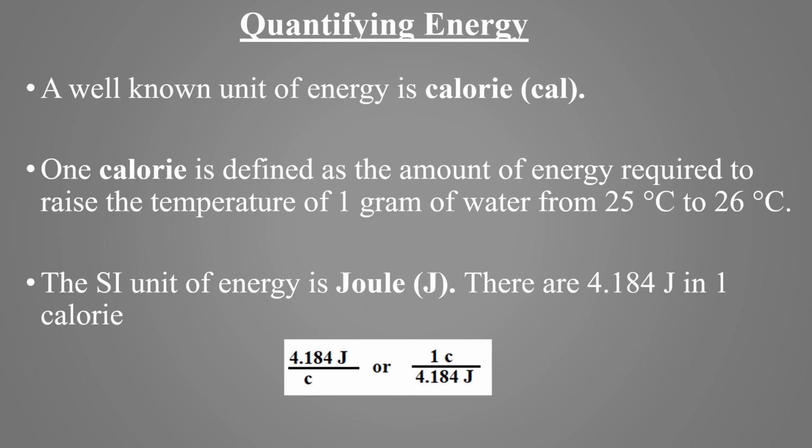We write this unit with lowercase c. The definition of calorie is that 1 calorie is defined as the amount of energy required to raise the temperature of 1 gram of water from 25 degrees Celsius to 26 degrees Celsius. And the SI unit of energy is joules, and there are 4.184 joules in a calorie. Okay, so you need to remember this conversion factor, that whenever you have to do a conversion between joules and calorie, you will be using this conversion factor.